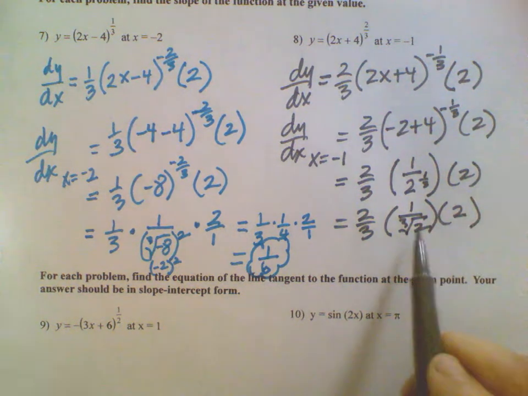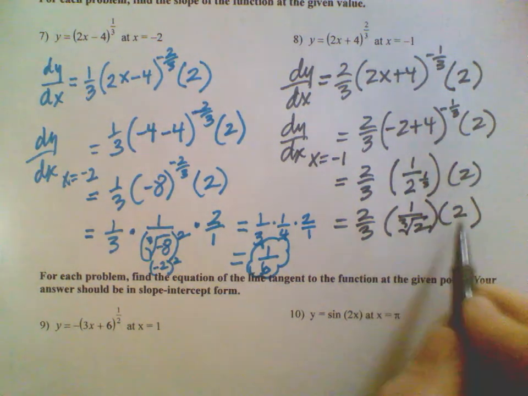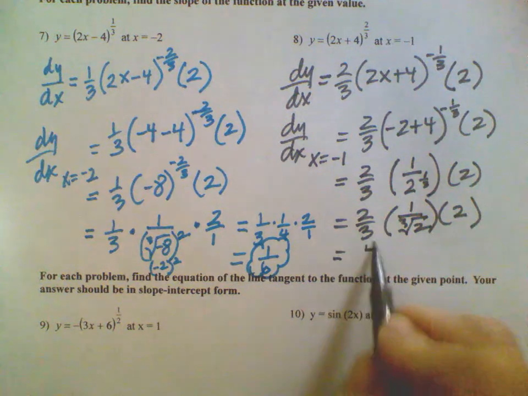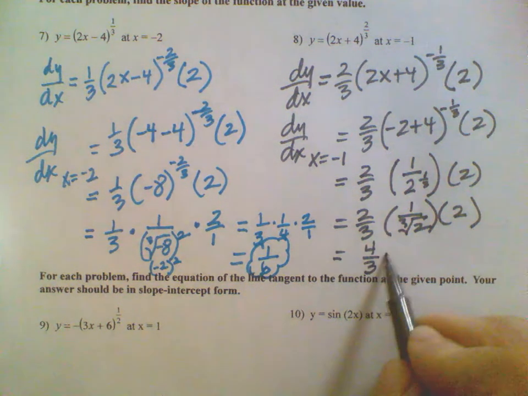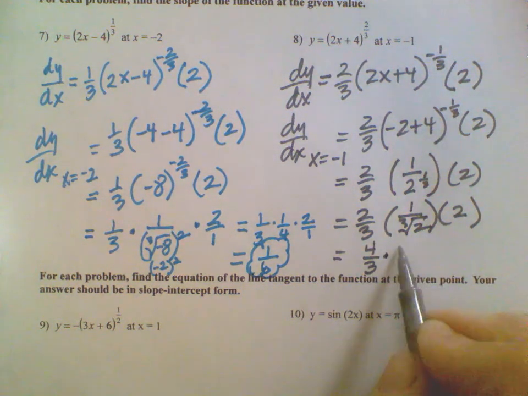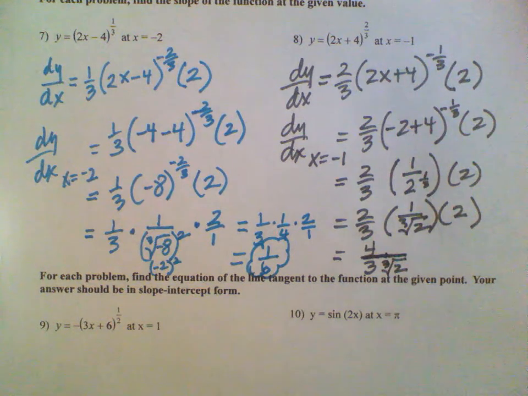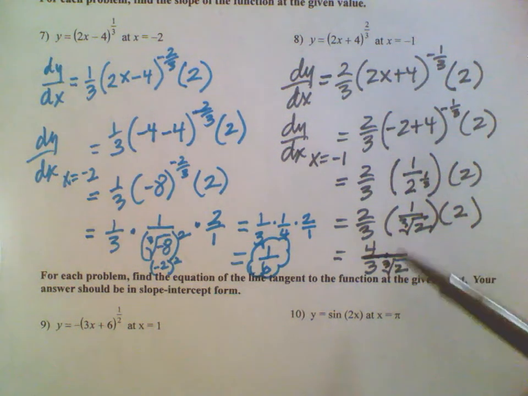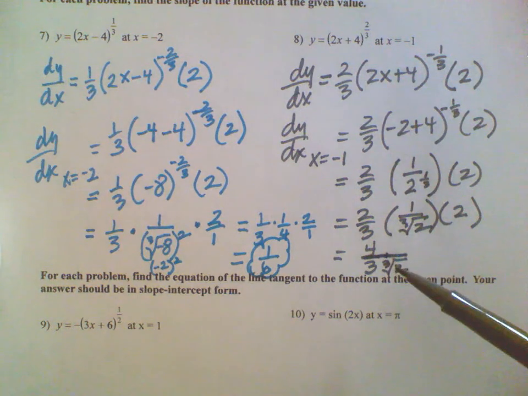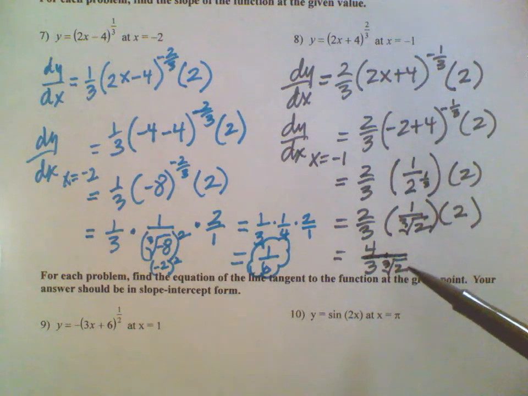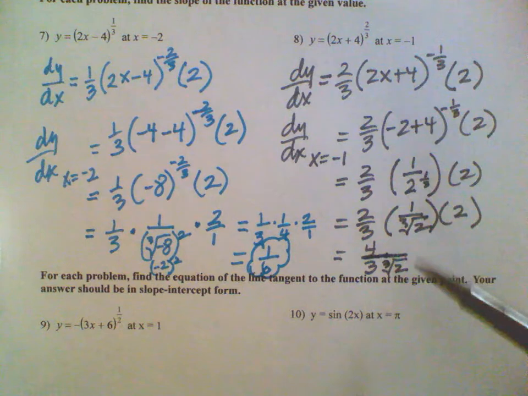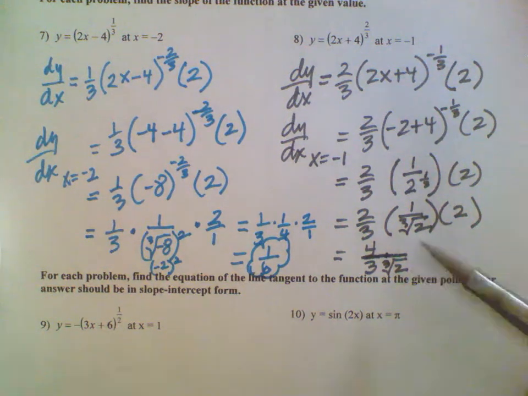At this point I'll do the 2 times that. I have 4/3 times, actually let's write it as 4 over 3 times the cube root of 2. That's better. Now I want to rationalize that denominator. We've rationalized the denominator in the past with a square root, and all I had to do was multiply the top and the bottom by whatever was there, and that would get rid of that radical.